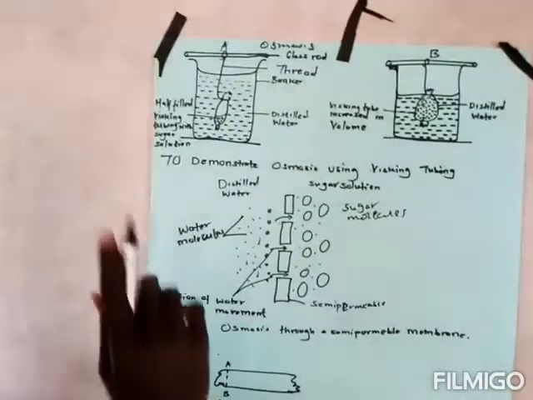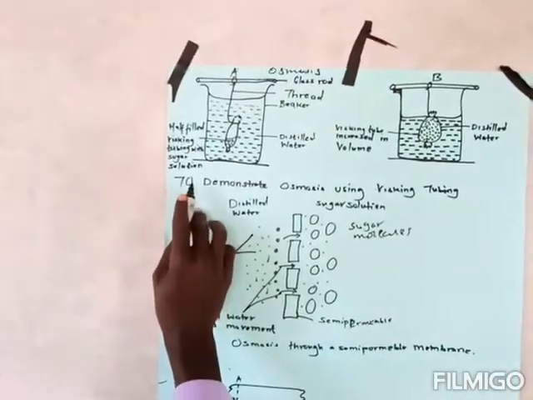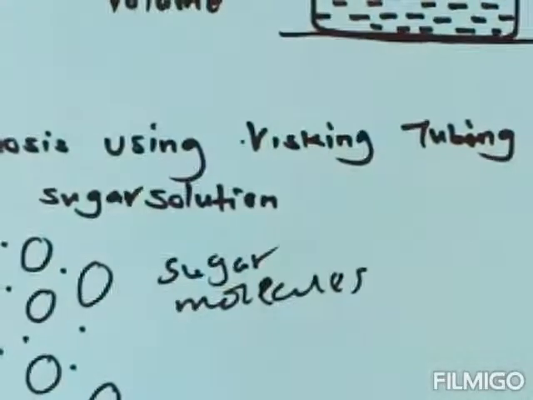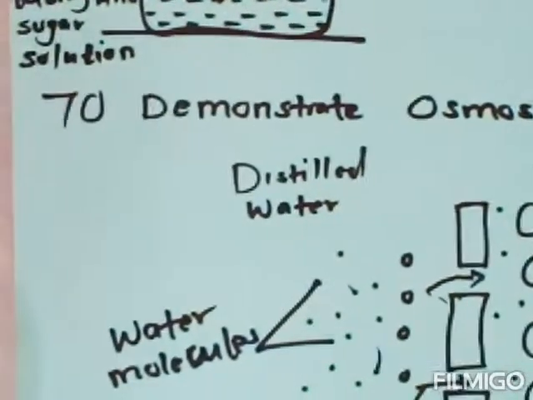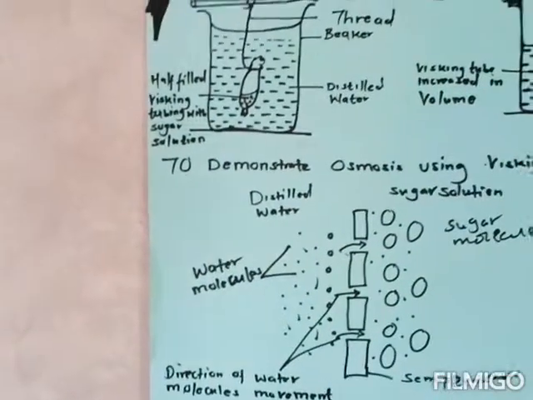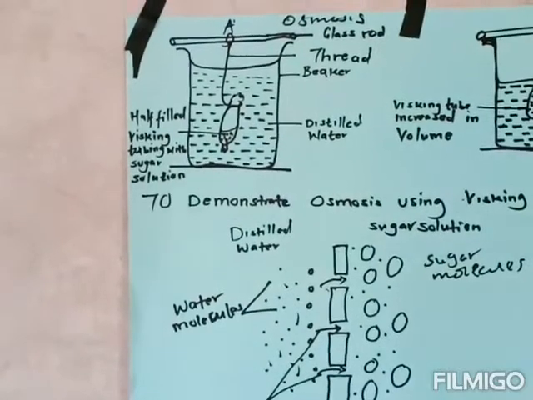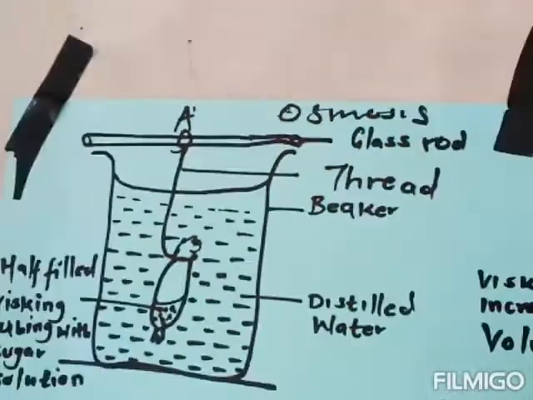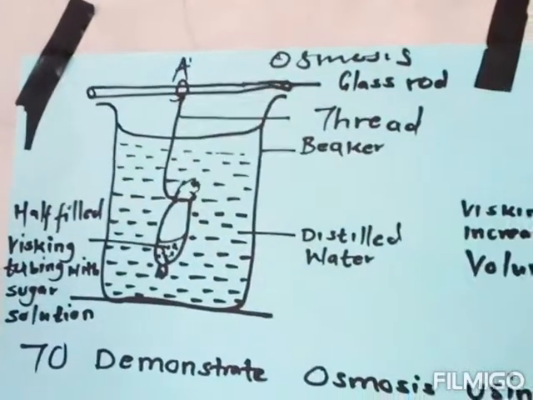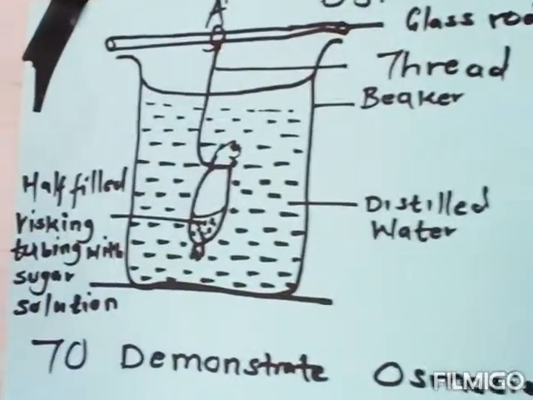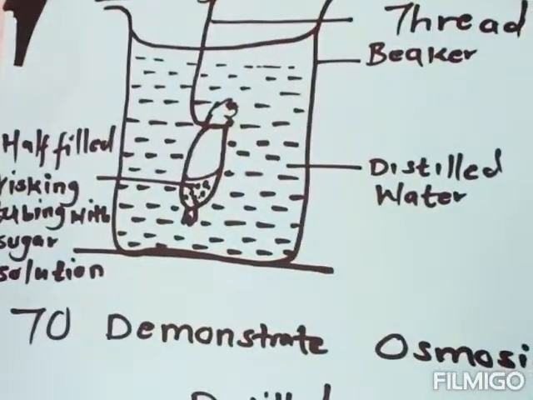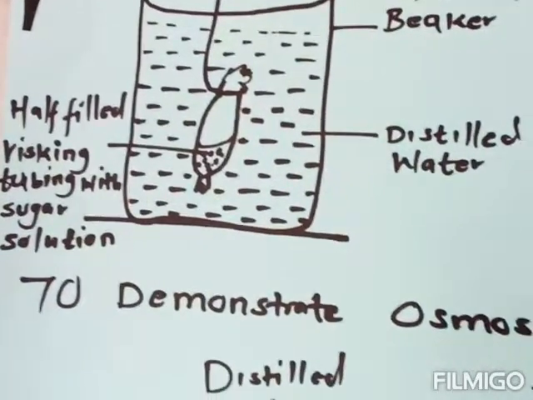So our aim will be to demonstrate osmosis using whisking tubing. Now, what do we need when we want to carry out this experiment? The first thing that we need is a glass rod, we need a thread, we need a beaker, we need a whisking tubing, we also need distilled water and a sugar solution.